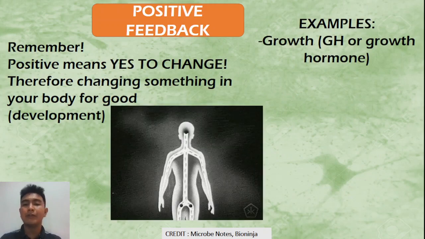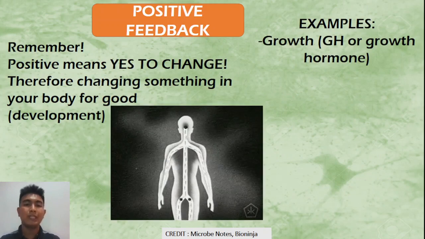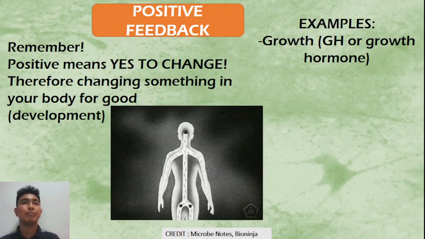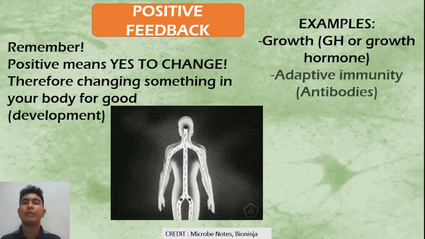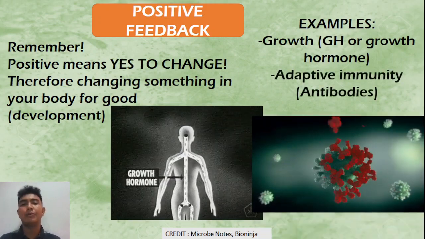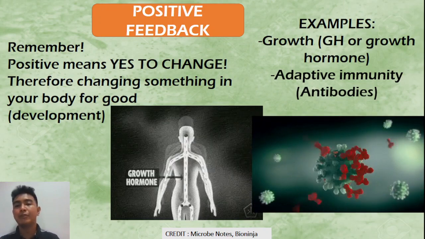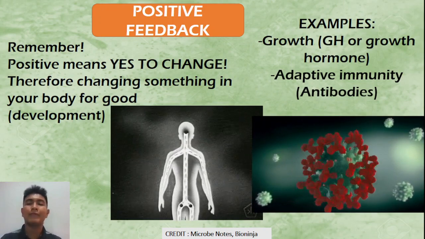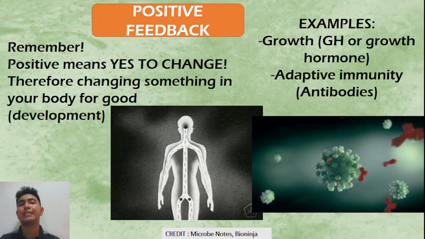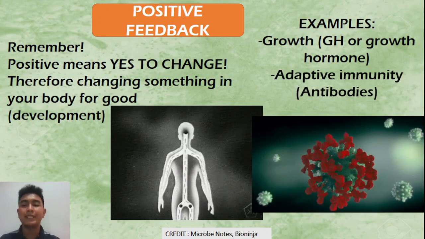So again, other examples are growth. We need to change your height. We need to change your body composition. Growth, adaptive immunity: we need to change our situation in which our body fights infection. It learns how to fight it through making antibodies. So positive means changing something.